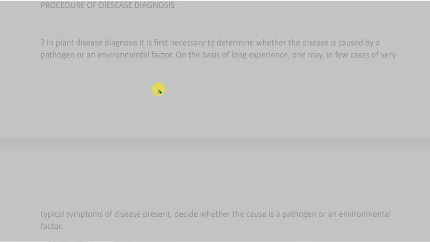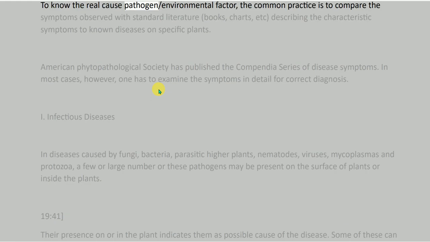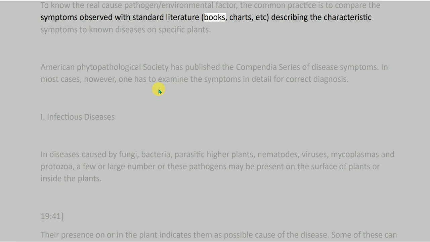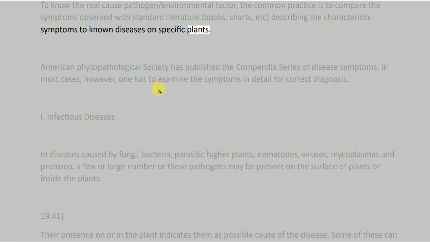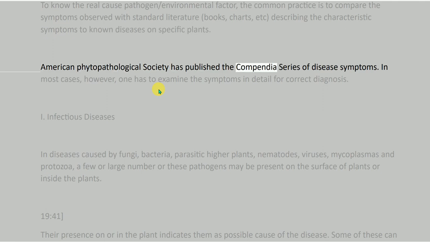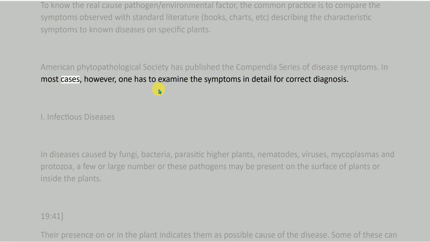Procedure of disease diagnosis. In plant disease diagnosis, it is first necessary to determine whether the disease is caused by a pathogen or an environmental factor. On the basis of long experience, one may, in a few cases of very typical symptoms of disease, decide whether the cause is a pathogen or an environmental factor. To know the real cause, the common practice is to compare the symptoms observed with standard literature, books, charts, etc., describing the characteristic symptoms of known diseases on specific plants. The American Phytopathological Society has published the Compendia series of disease symptoms. In most cases, however, one has to examine the symptoms in detail for correct diagnosis.